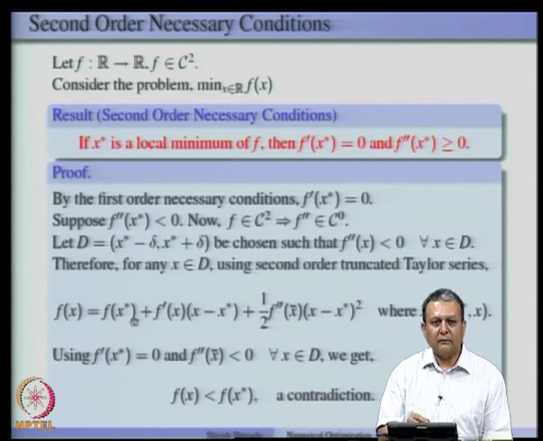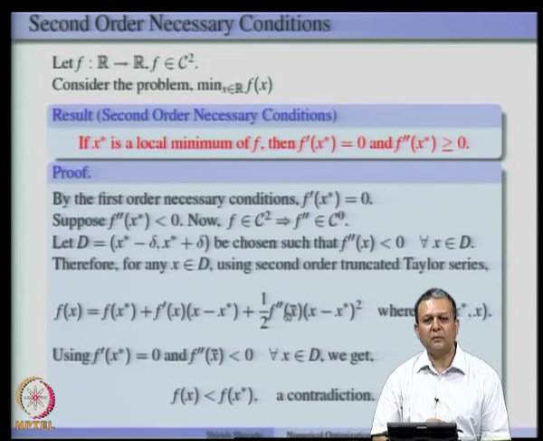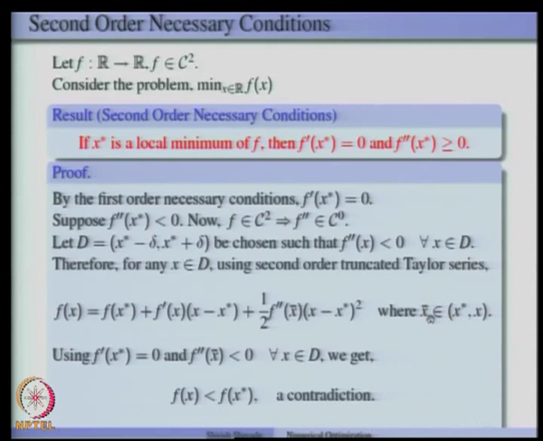So, f of x is nothing but f of x star plus f dash x star into x minus x star plus half f2 dash x bar into x minus x star square, where x bar is a point on the line segment joining x star and x. Now, we know from the first order necessary conditions that f dash x star equal to 0. Now, we also have chosen this interval such that f2 dash x is less than 0 for all x belongs to D, and x bar belongs to this interval. So, f2 dash x bar is also less than 0.